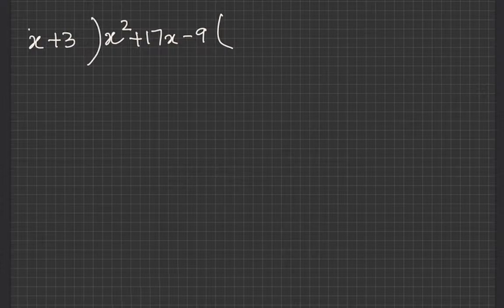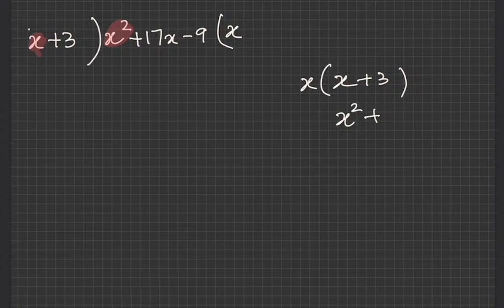Okay. The first term over here is x squared, and the first term here is x. So x squared divided by x will give me x. This is going to be the first term of my quotient. Now I'm going to multiply x plus 3 by x. That is the product, which I'm going to subtract. x times x is x squared, plus x times 3 is 3x. So this is what I get, x squared plus 3x.